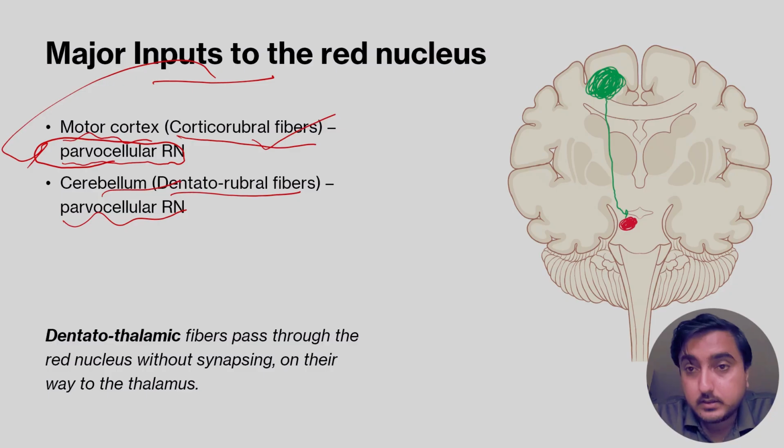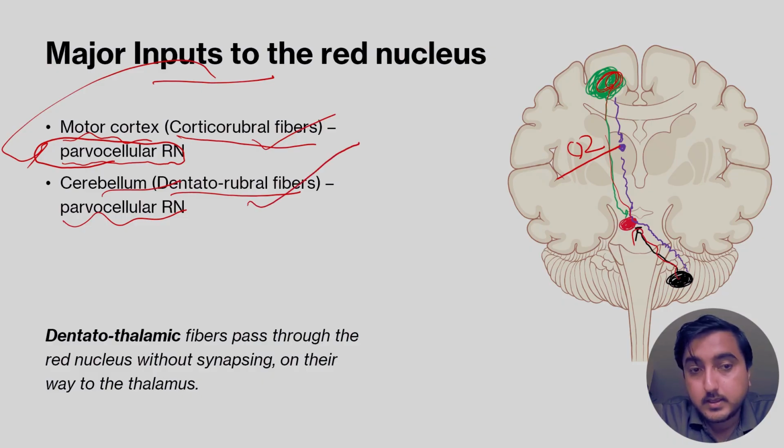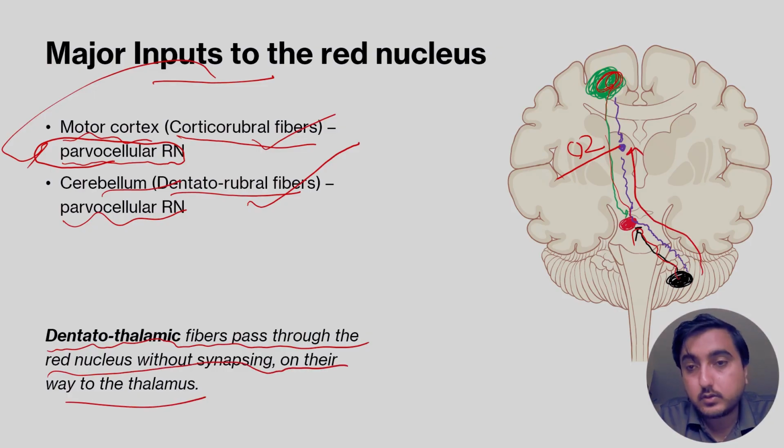So as you can see here, these are the first types of fibers originating in the motor cortex, descending down to the red nucleus, the corticorubral fibers. And the other one we have the fibers that are originating in the cerebellum and ascending upwards. These are the dentatothalamic fibers. As I said in my previous slide of this video, the dentatothalamic fibers pass through the red nucleus without synapsing on their way to the thalamus, like you can see here. These fibers are going to the thalamus and they are synapsing there.